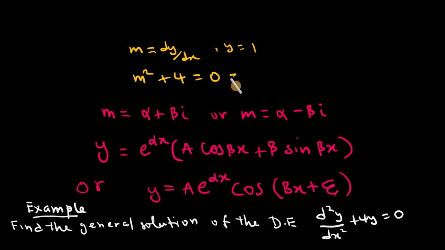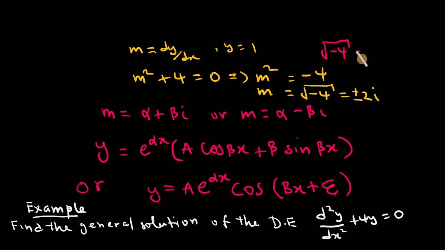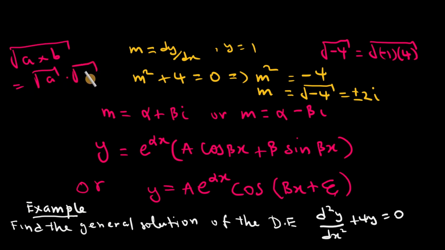To solve this equation, I make m squared the subject of the formula. I have negative 4 the other way, that is m equals the square root of negative 4, which is equal to plus or minus 2i. You know, the square root of minus 4 means the square root of minus 1 times the square root of 4. We know that the square root of a times b is the same as the square root of a times the square root of b. It means here the square root of minus 1 times 4 is the same as the square root of minus 1 times the square root of 4, which is i times plus or minus 2. So it means i times plus or minus 2 is plus or minus 2i.